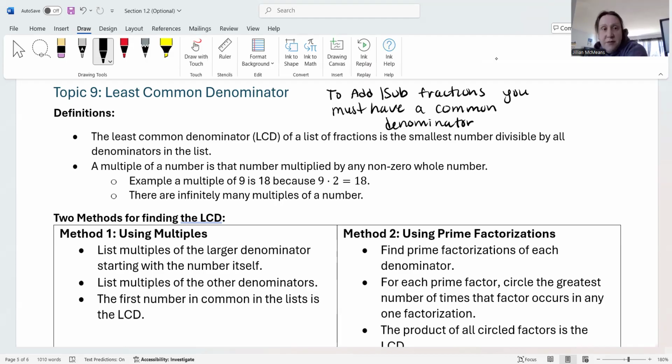So let's talk about some definitions. First, the least common denominator, we typically call it the LCD. So if I say LCD, you need to just think least common denominator. The LCD of a list of fractions is the smallest number divisible by all denominators in the list, okay? So I'm going to write another little note here. It is the smallest multiple, and we'll talk about multiples in a second. It is the smallest multiple common to all of the denominators.